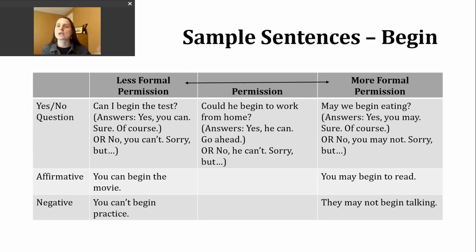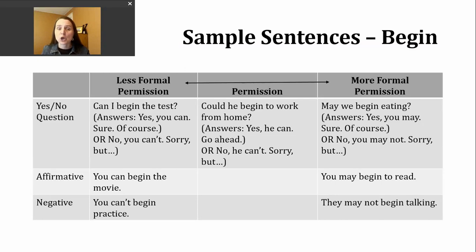And maybe this is a question for a supervisor at work. And you'll notice the answers here are pretty similar. You can say, yes, he can. So notice that might feel a little bit different. We're not matching the modal there. We're going to use can. So it's kind of indicating permission now.